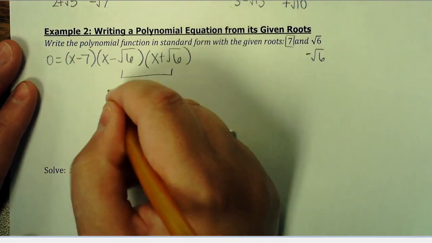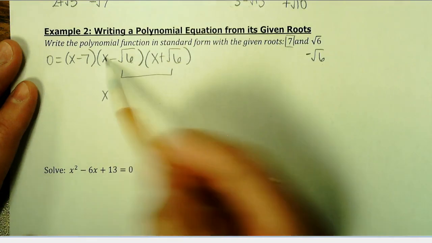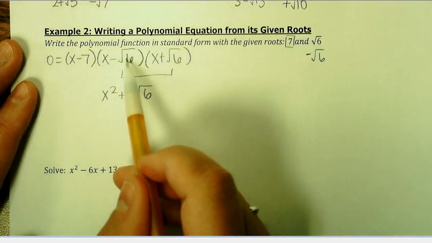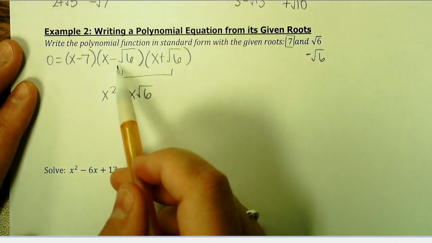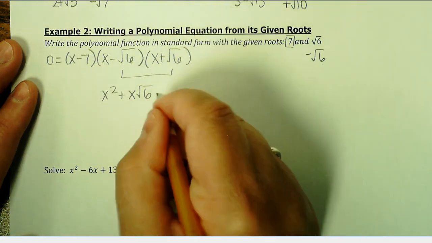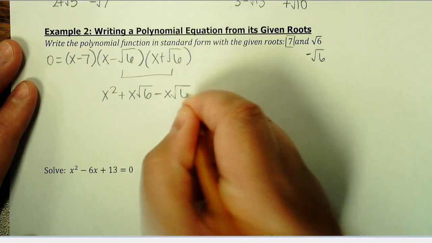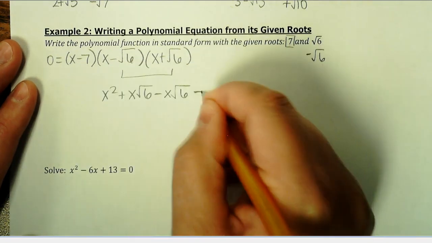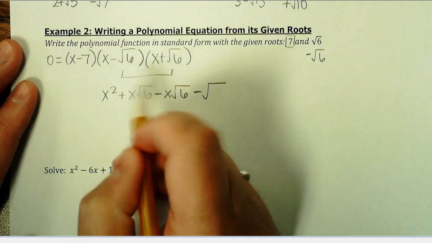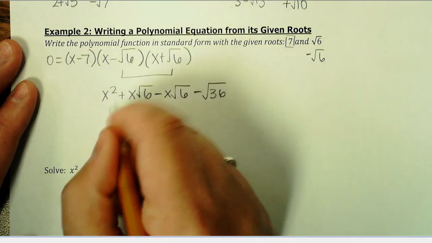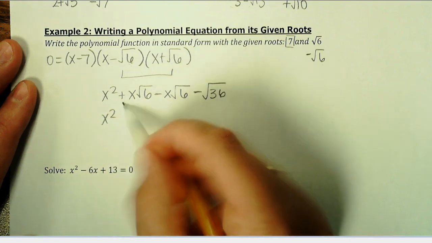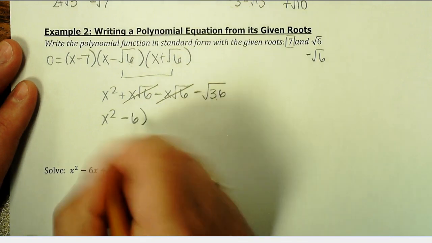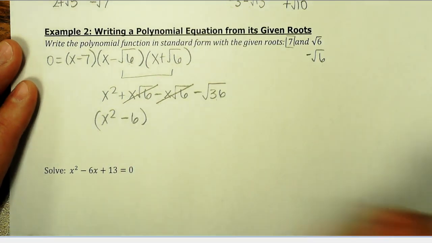So x times x is x squared. I'm just doing a FOIL. x times the square root of 6 would be plus x radical 6. Now, because they're conjugates, that's going to cancel. So negative square root of 6 times x would be a negative x radical 6. And negative root 6 times positive root 6 is going to be negative. Now, both of these are under a square root, 6 times 6 is 36. So I get x squared, these cancel, and then the square root of 36 is actually 6. So I'm going to just simplify that.